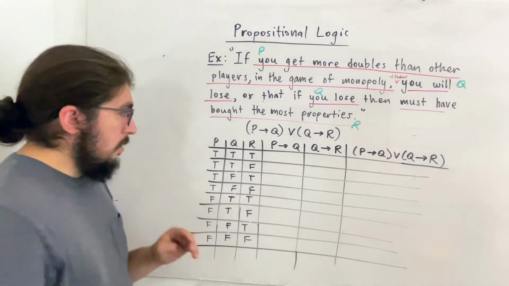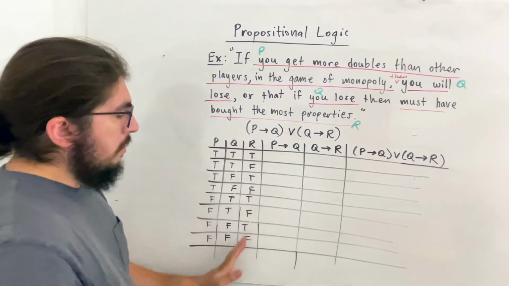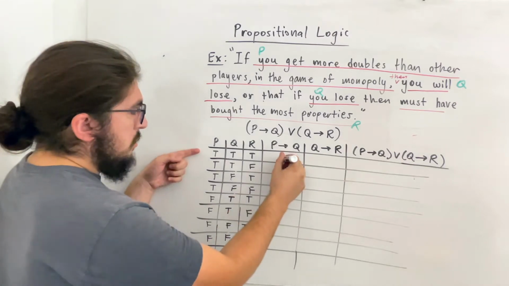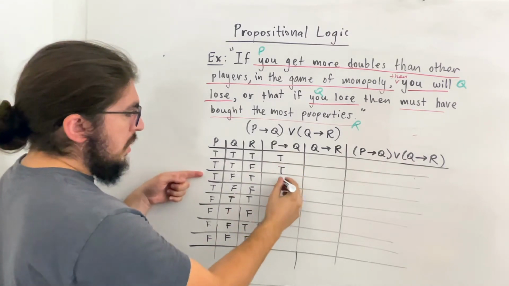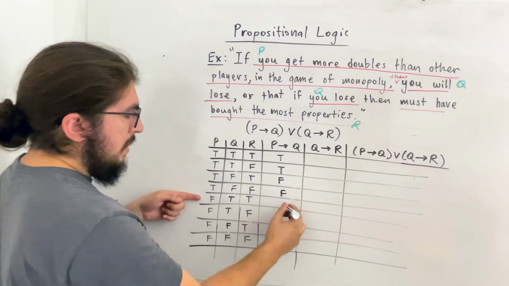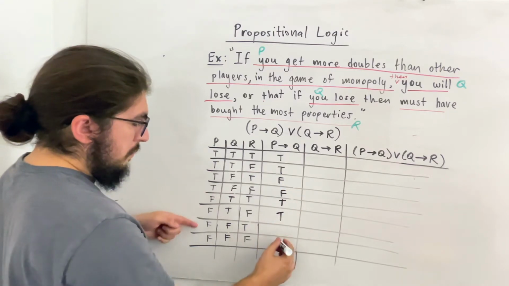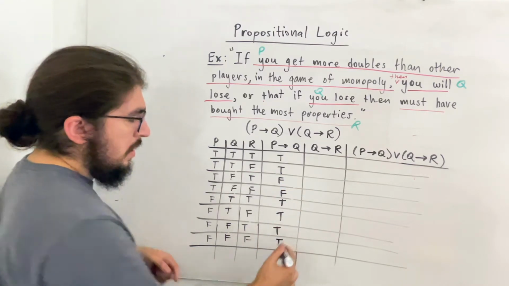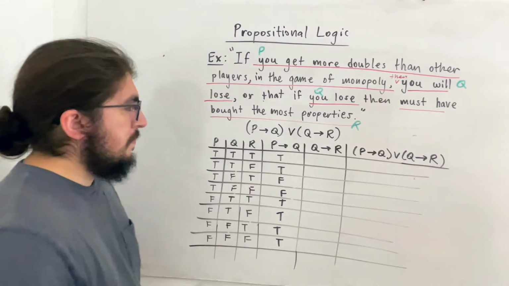Okay, so let's look at if P then Q. So I'll ignore the R column for now. So truth can imply truth, truth cannot imply false, false can imply truth, but both those are true, and also false can imply false. So there we go, just these two are false.